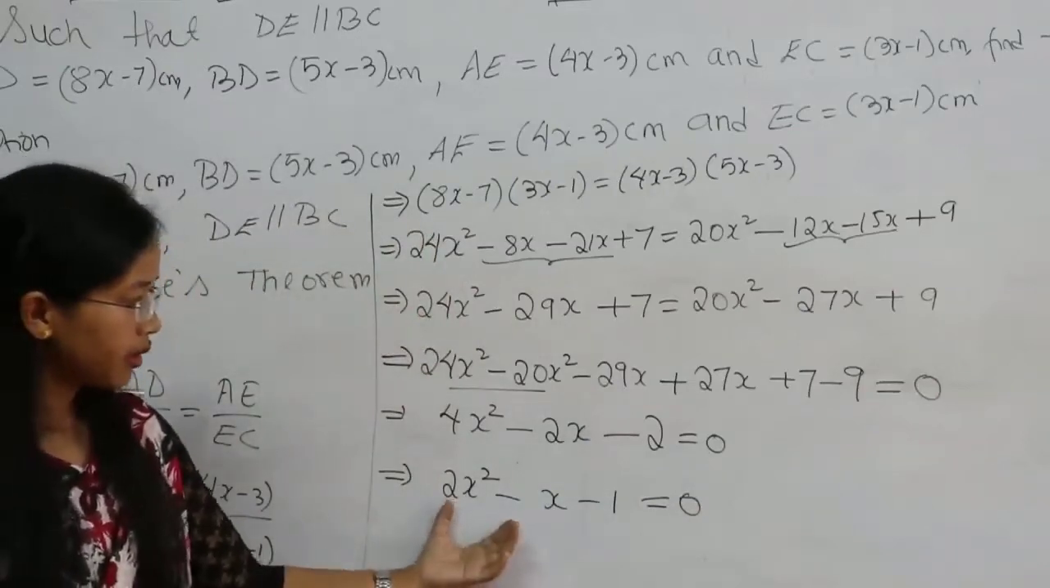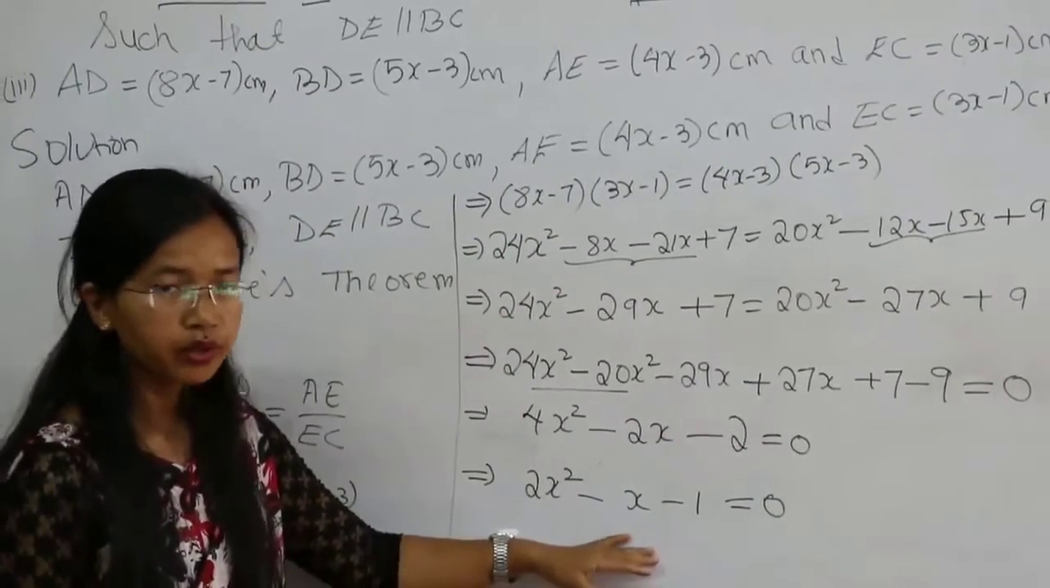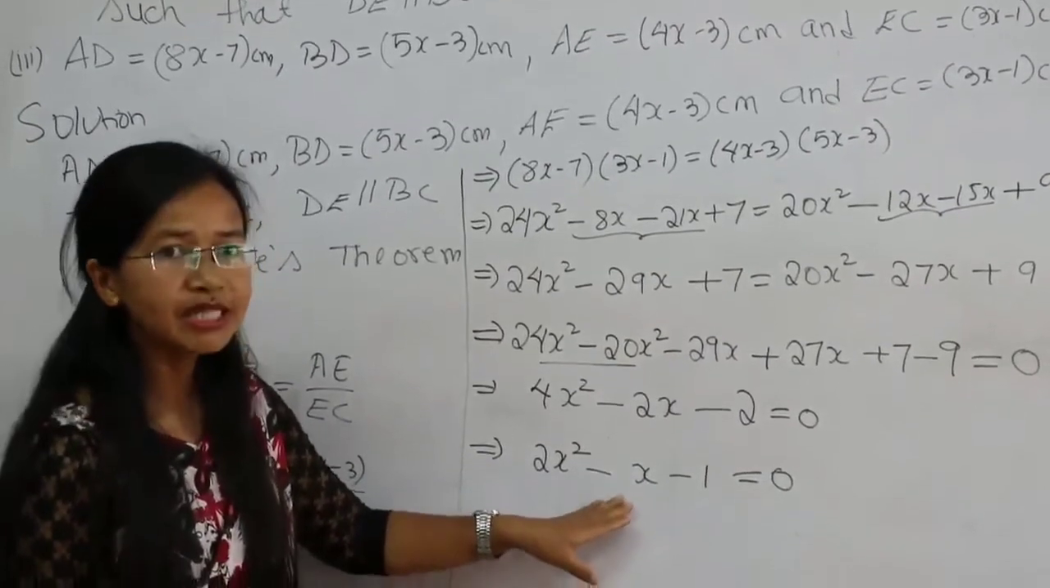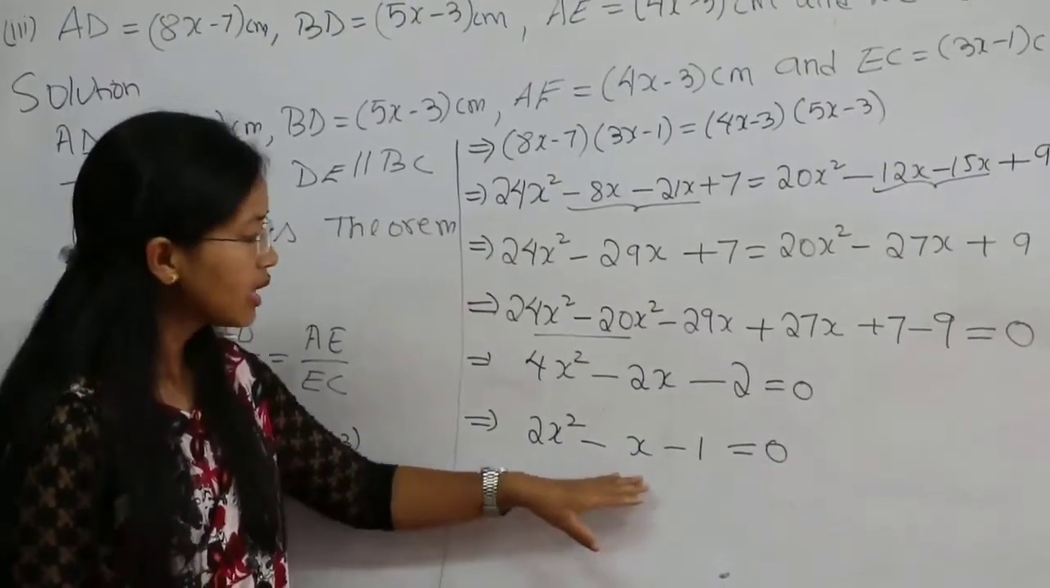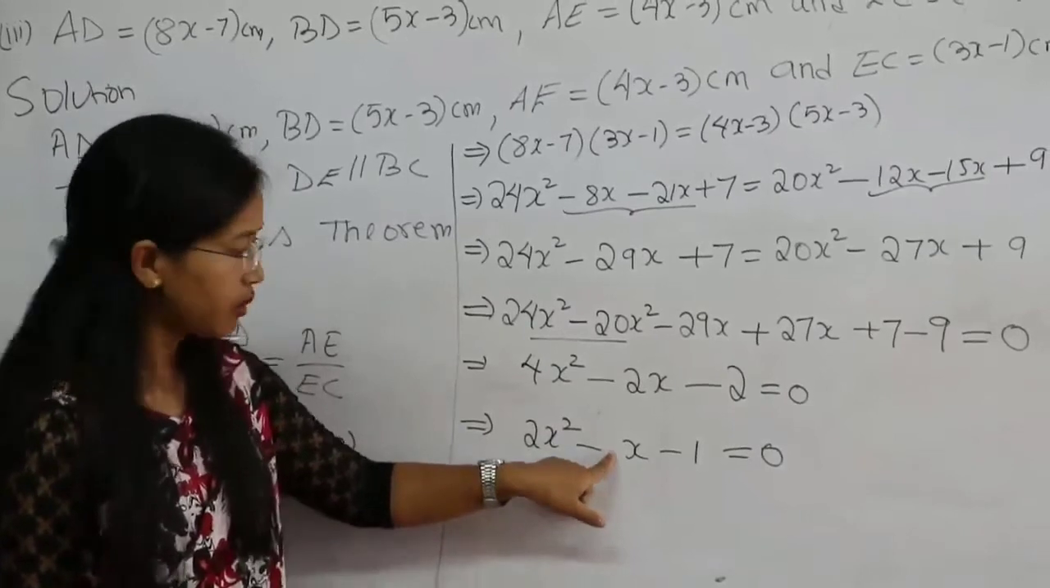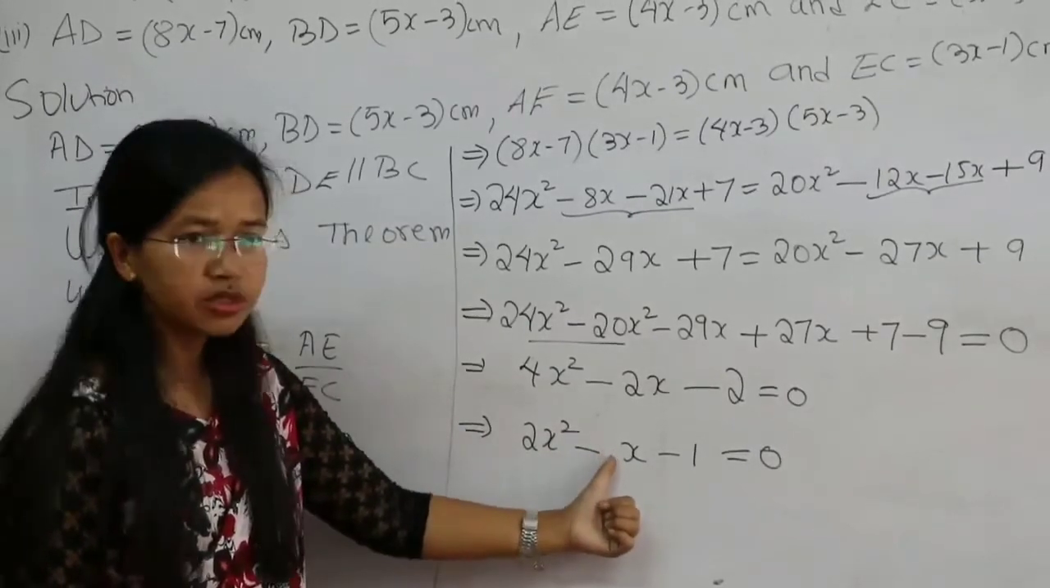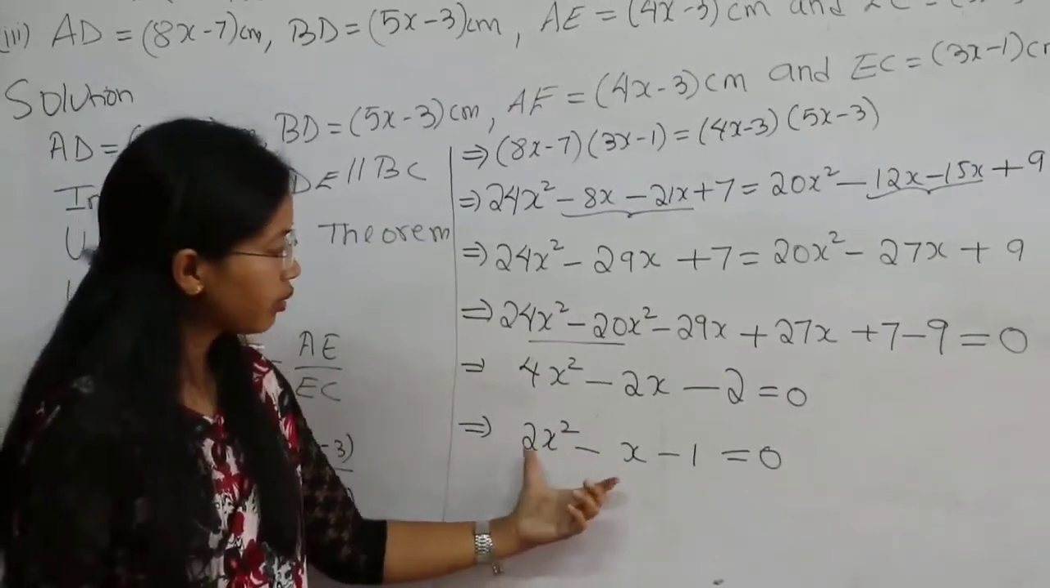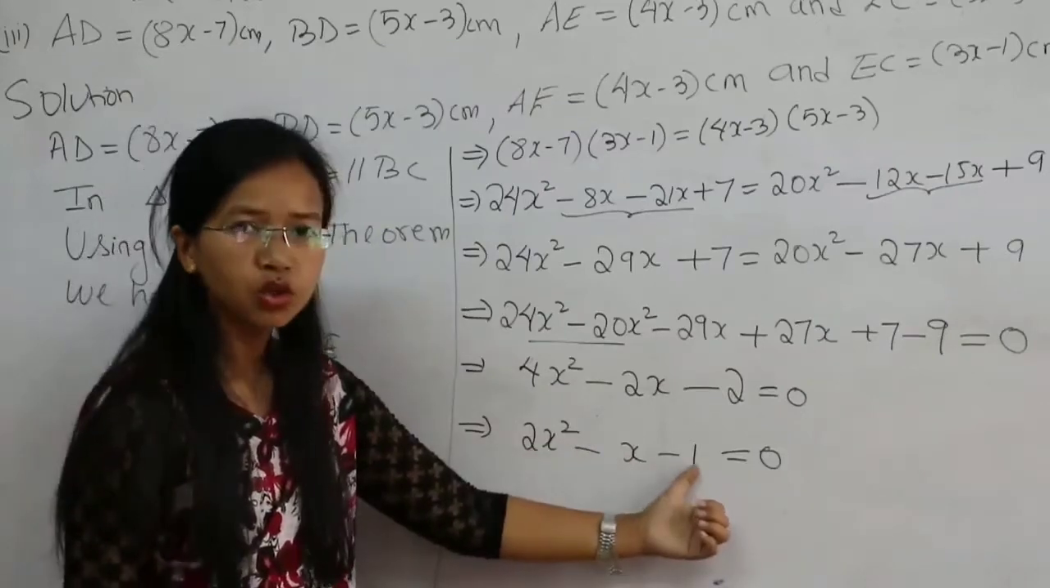So here we need to find the value of x. What are we going to do? We will do splitting the middle term. Alright? Splitting the middle term. So we see here the middle term is 1 and the product 2 into 1 is 2.